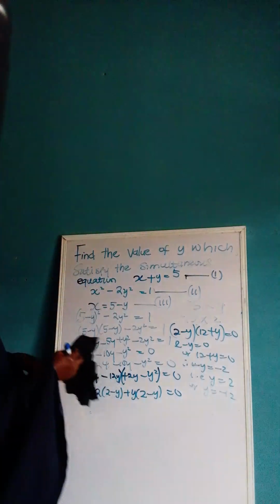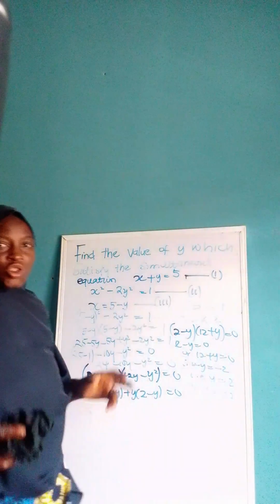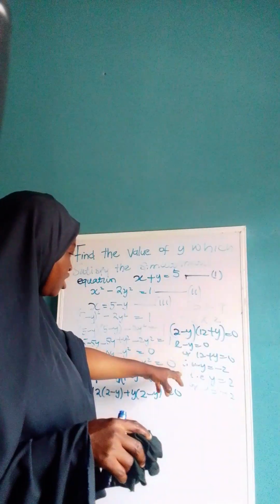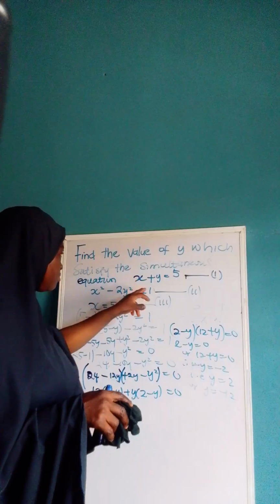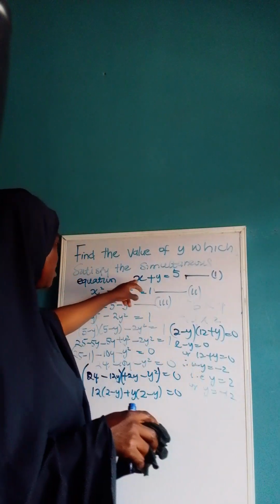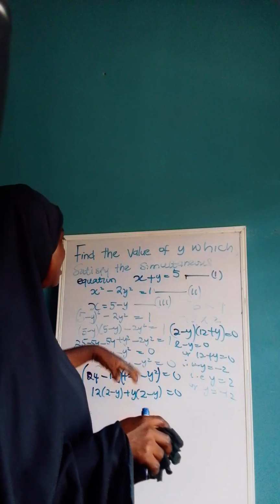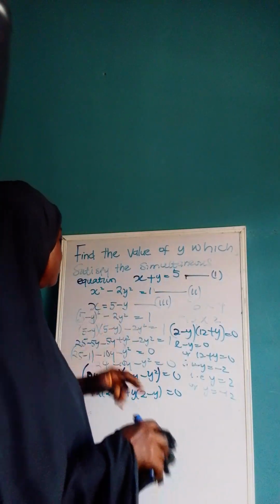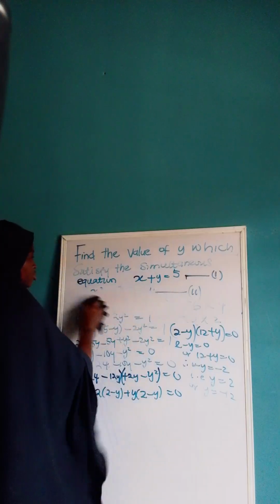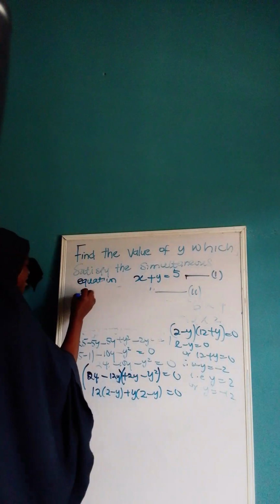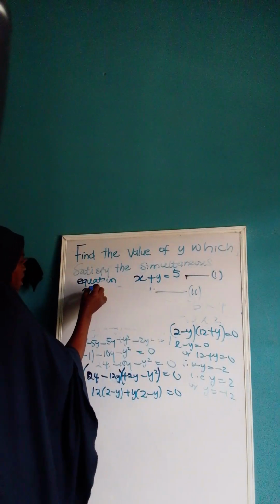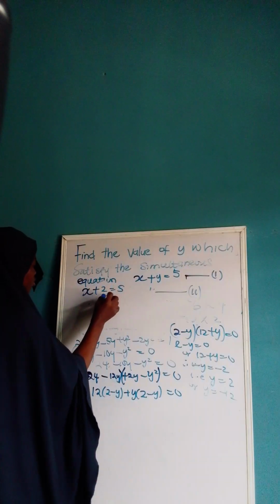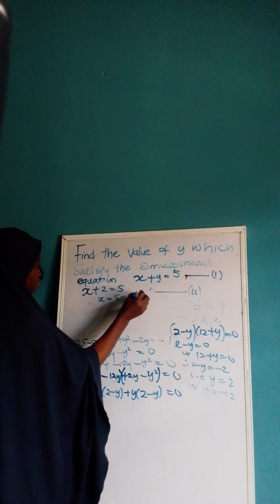So what's going to be the value of x? It's as simple as putting the value of y into the first equation. When y equals 2, x plus 2 equals 5. It means that x is going to be 5 minus 2, so x is going to be 3. Let me write it to make it clearer: x plus 2 equals 5, x is going to be 5 minus 2, which is 3.